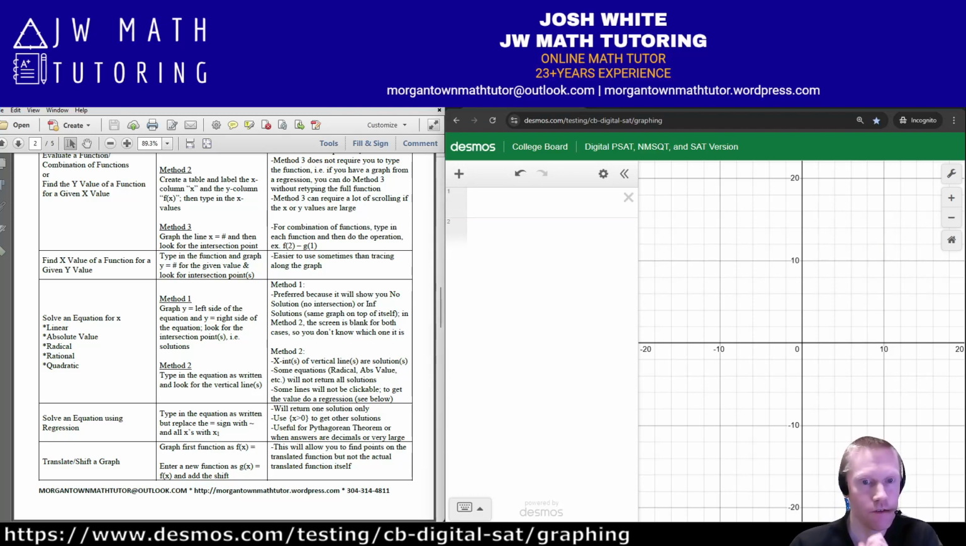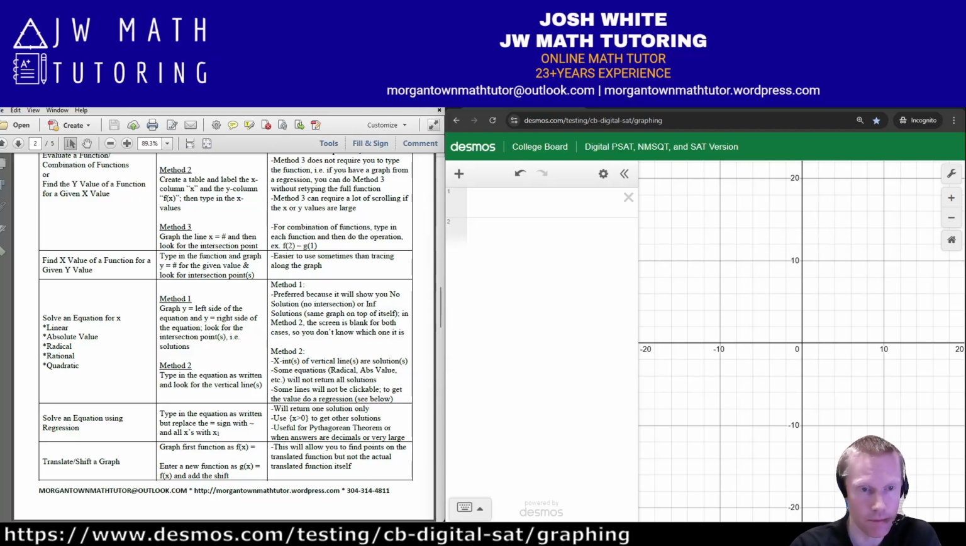Now, here's the problem with using this method. The first issue is that some equations will not return all the solutions. So we're talking like radical or absolute value equations sometimes. And second, and related to this, sometimes the lines will not be clickable. What I mean by that is you'll see the line on the screen, but if it's not on a nice whole number, a nice integer value, you're going to have to guess basically what the decimal value is. So in that case, it's preferable to use method 1, which I'm going to talk about in a little bit.